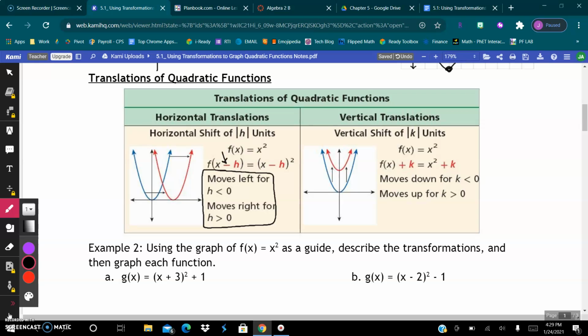And then looking at vertical shifts, the k value is what tells us about our vertical. And if k is less than 0, it's going to move down. And if k is greater than 0, it's going to slide it up.